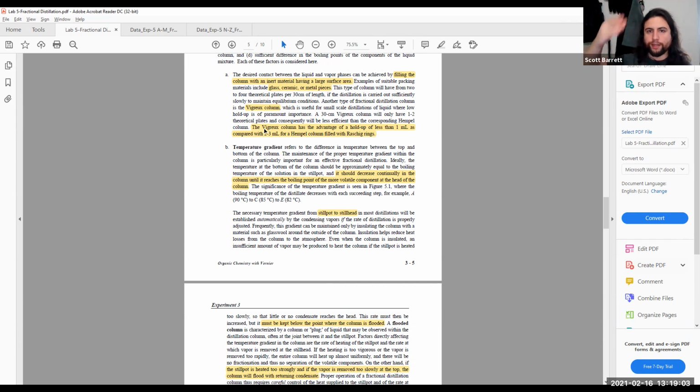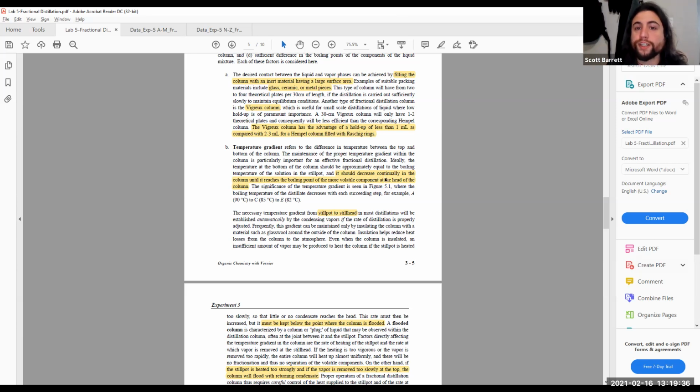So the temperature gradient is very important here, because ideally the temperature at the bottom of the column should be approximately equal to the boiling temperature of the solution in the still pot. And it should decrease continually. As the liquids and vapors travel up the column, eventually it gets cooler at the top. At a certain point, it should be cool enough that your more volatile compounds can cool down and turn into liquid condensate, and then come down off of your column into a receiving flask.